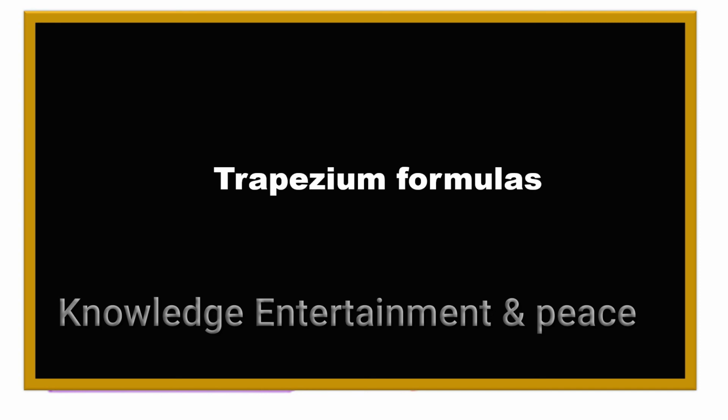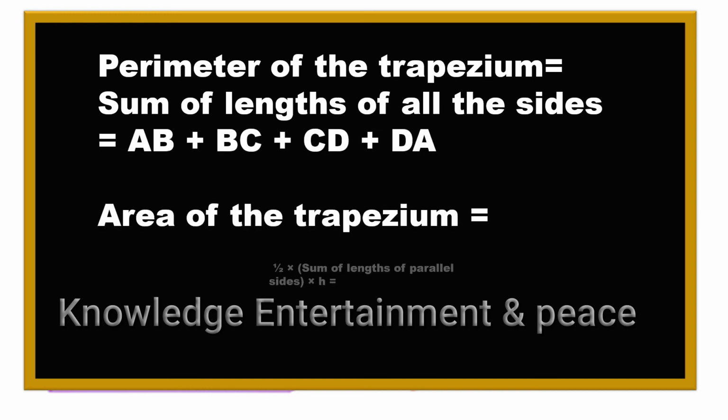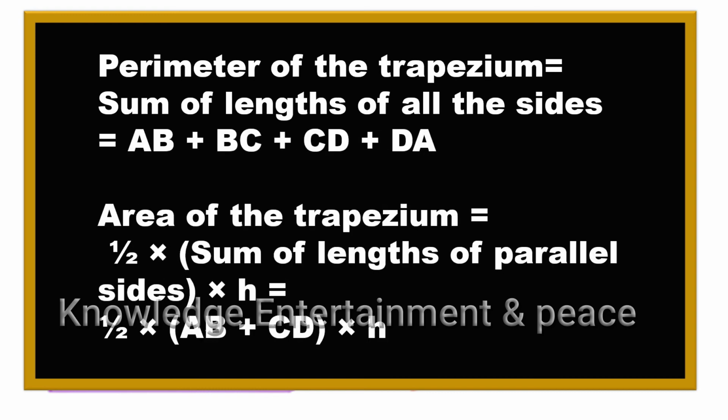The formulas: if the height of the trapezium is h, as shown in the diagram, then the perimeter of the trapezium is equal to the sum of the lengths of all the sides, that is AB plus BC plus CD plus DA. The area of the trapezium is equal to half into the sum of the lengths of the parallel sides into h, that is half into (AB plus CD) into h.